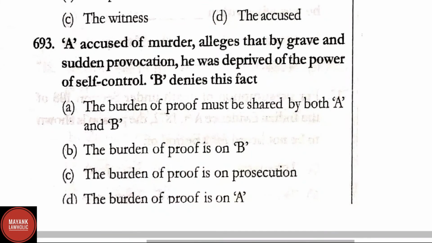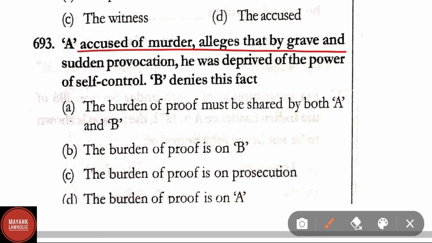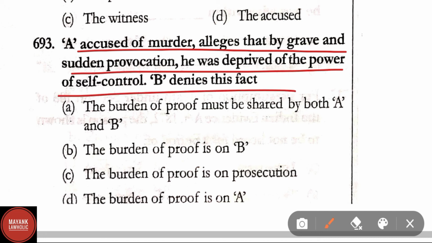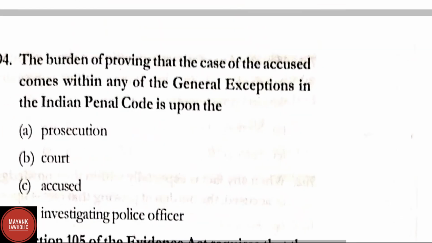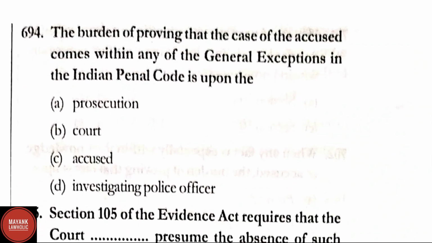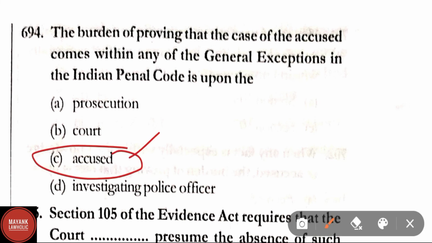Question number 693. A, accused of murder, alleges that by grave and sudden provocation he was deprived of the power of self-control. B denies this fact. Here the burden of proof is on A. Question number 694. The burden of proving that the case of the accused comes within any of the general exceptions in IPC is upon the accused.